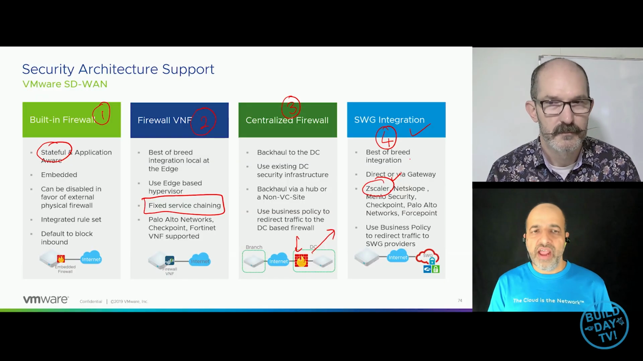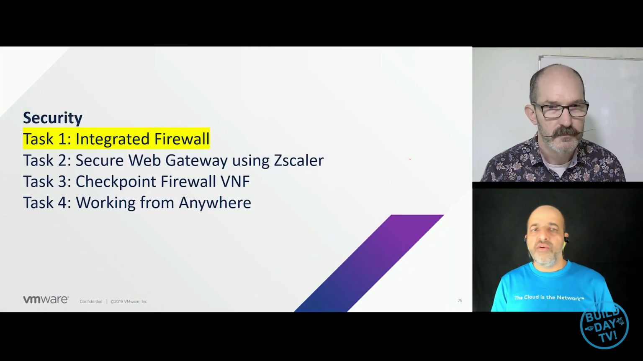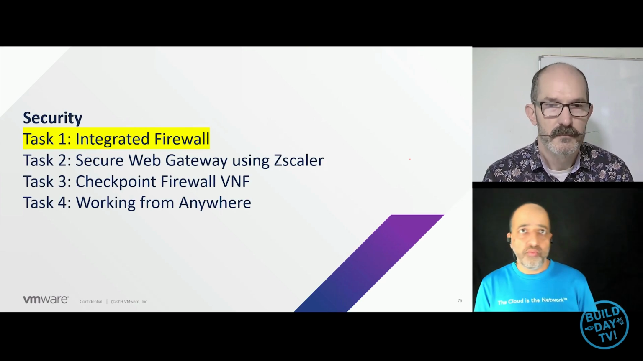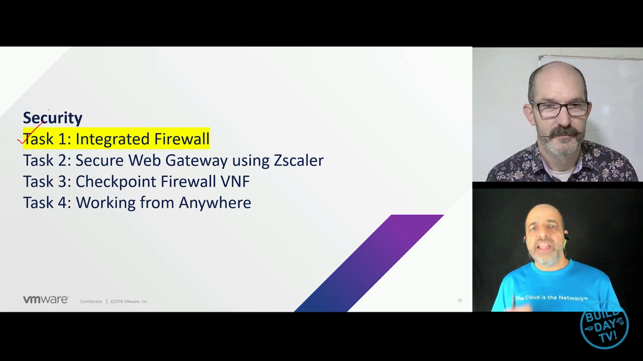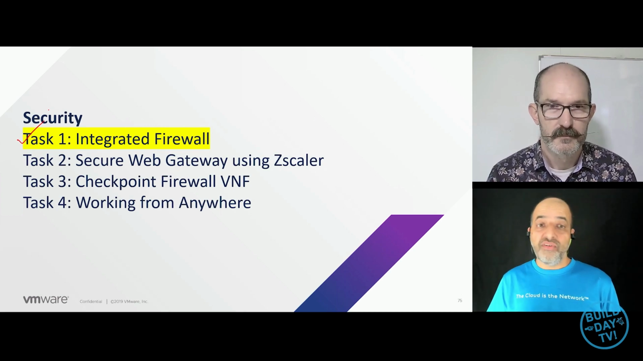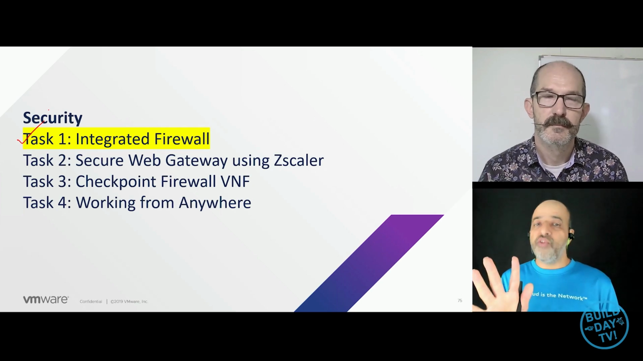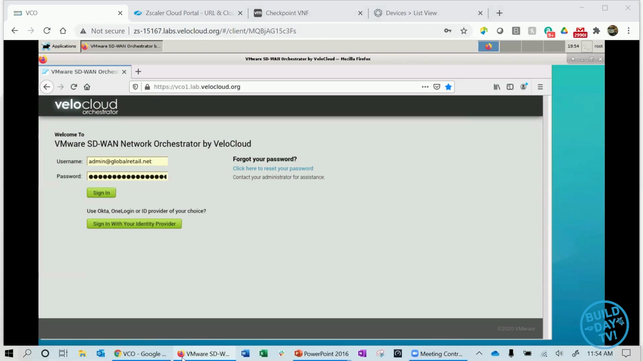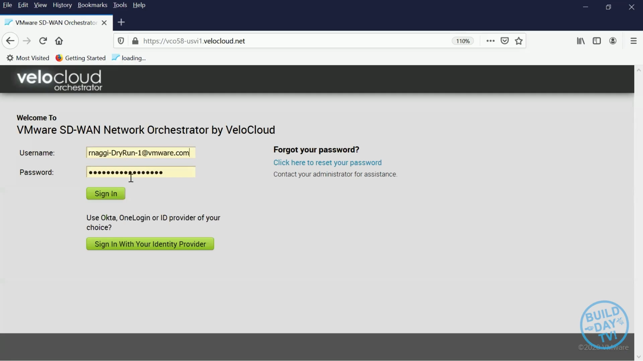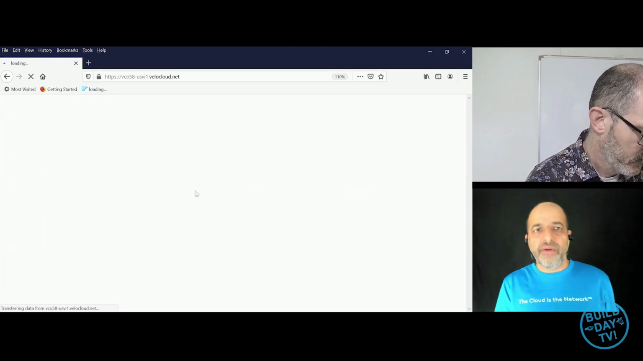Cool. So these are the four options, and we can take a look at each of these options. To get started, let's look at this integrated one. Remember, this is a stateful firewall depending on those 5 tuples. So let's start with option number 1 out here. Let me go to the orchestrator and log in. So I'm logged into the orchestrator as an enterprise admin.